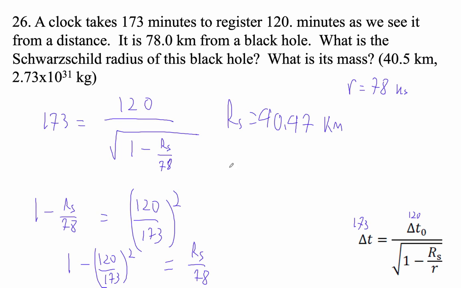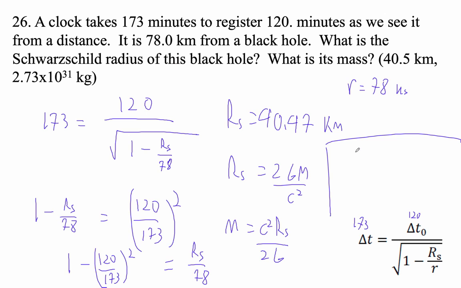Well, the Schwarzschild radius, isn't it 2GM over c squared, right? So the mass of it's going to be, the mass will be c squared times the Schwarzschild radius over 2G. Okay, let's carve out a space for that. C squared, so 3e8 squared. Our Schwarzschild radius is 40.47 times 10 to the third, right? Because it's kilometers, right? All right, don't forget that, over 2G.